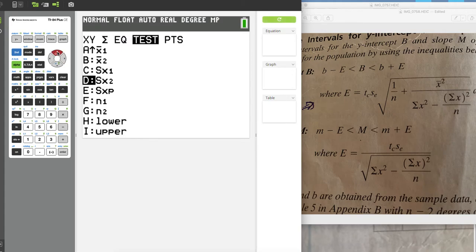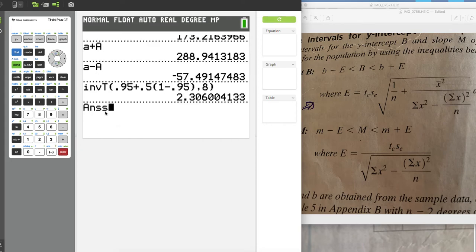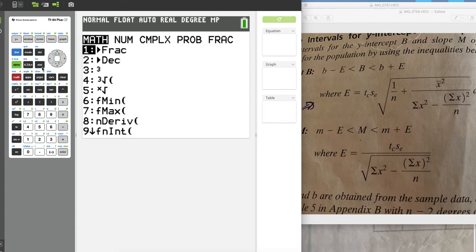Is it test or equation? I always forget. Yep, there it is, S, just the regular S. So let's take an answer times s. Now I want the square root symbol. I want fraction.